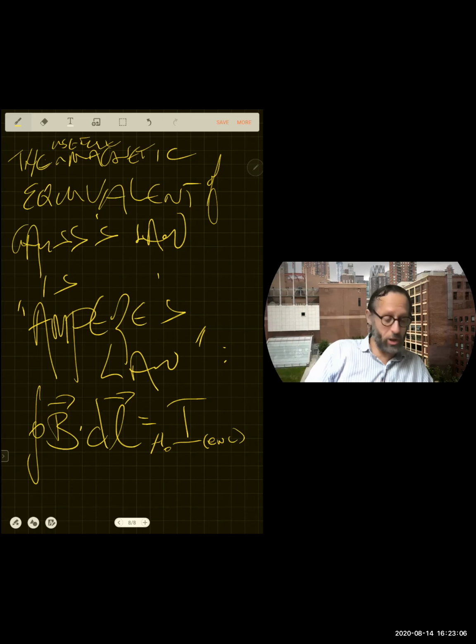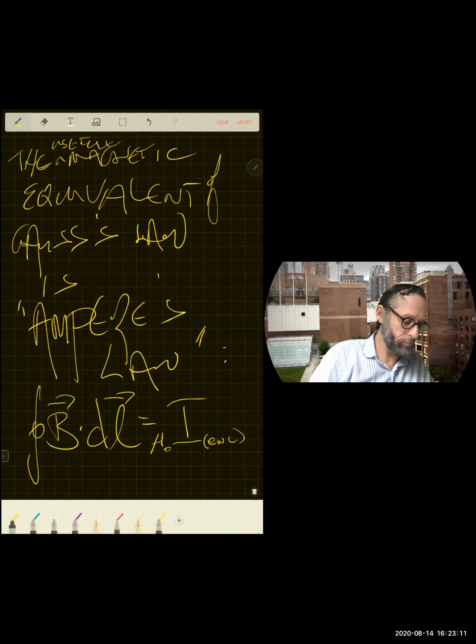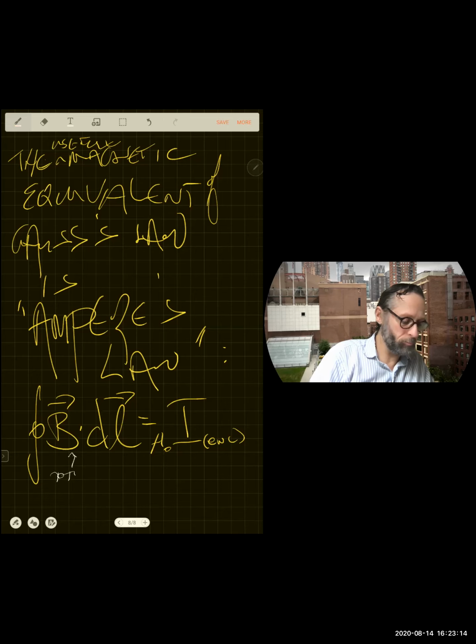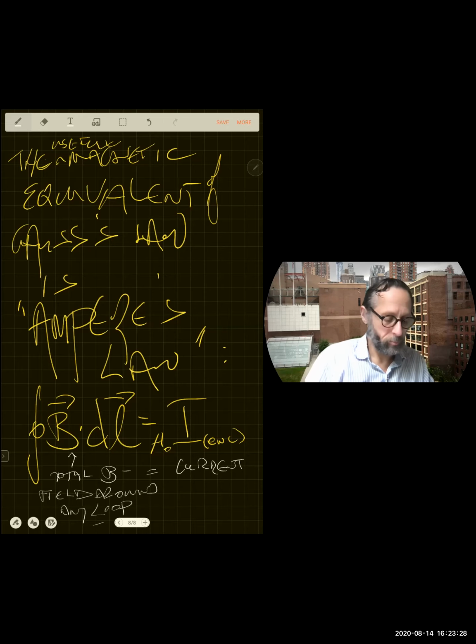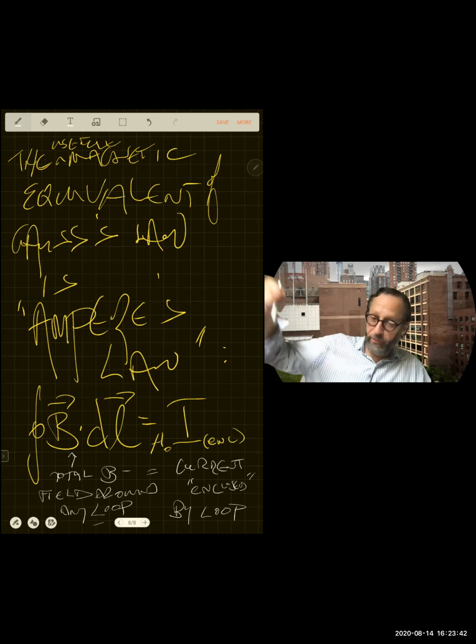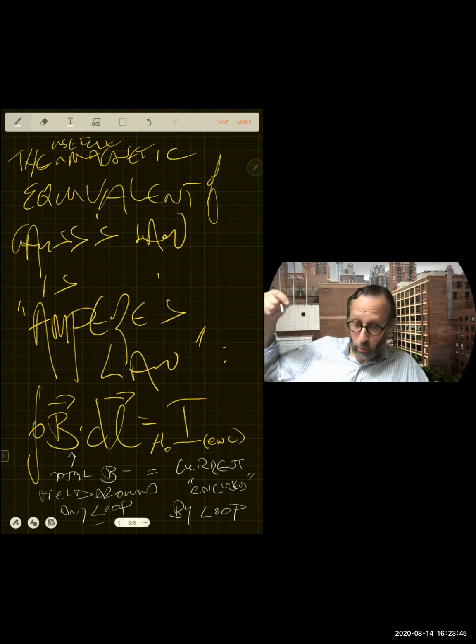But this is just like Gauss's law, but for closed paths. This says the total amount of magnetic field that you find going around any closed loop path, i.e.